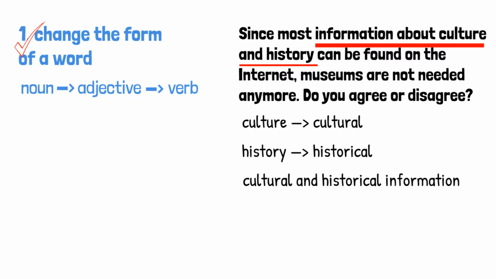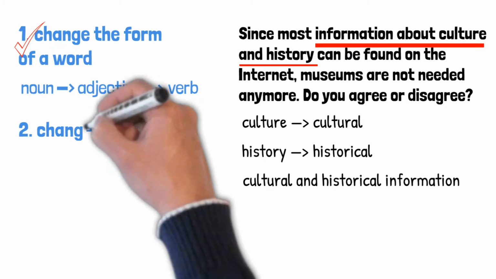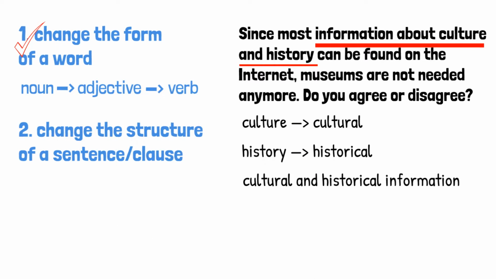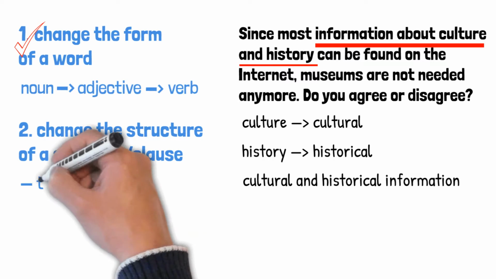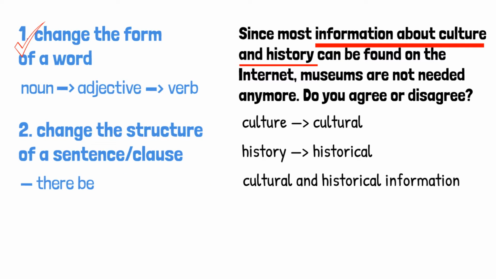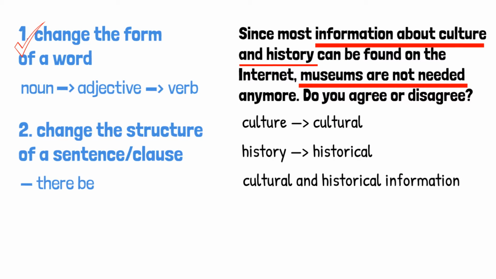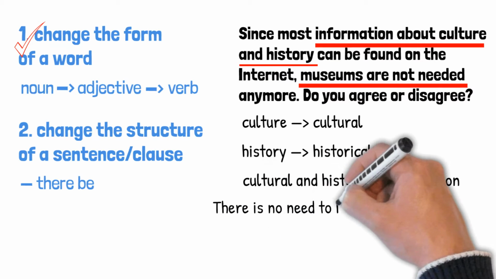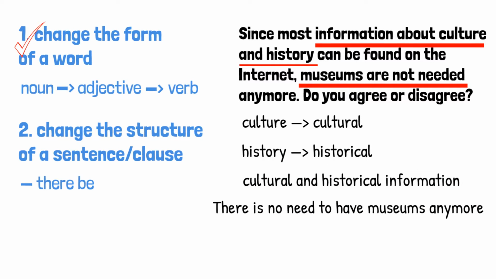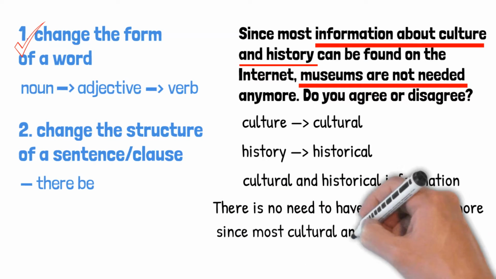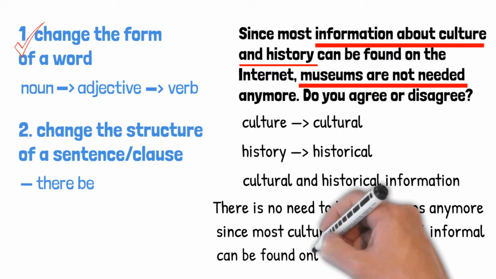The second trick to paraphrase a question statement is to change the structure of a sentence or clause. You can do this by using the there be structure. For example, here the question says museums are not needed anymore. You can change the structure of this clause by using there be. There is no need to have museums anymore. So now the entire question statement becomes there is no need to have museums anymore since most cultural and historical information can be found online.